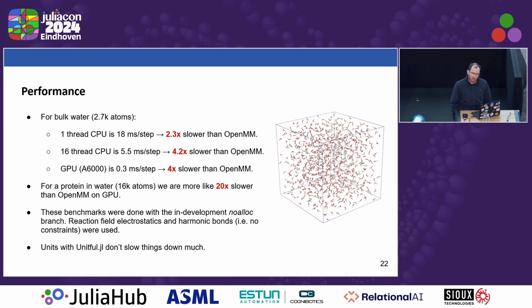However, on a larger protein system, we are a bit more like 20 times slower, because they can saturate the GPU more. I should mention as a kind of caveat, this is on a current development branch, and we use reaction field electrostatics here. So if you use units, it really doesn't slow things down much. It's actually unclear whether it slows things down at all, but if it does, maybe it's like 5–10%.